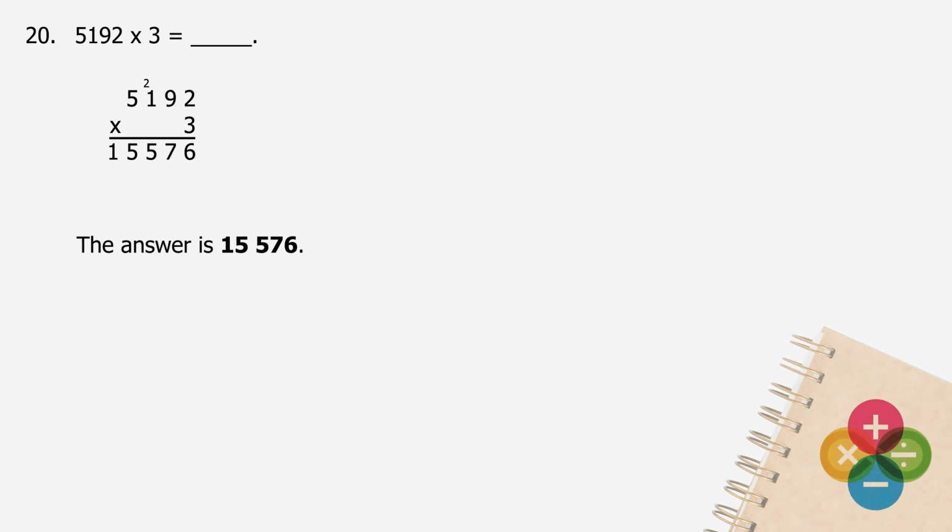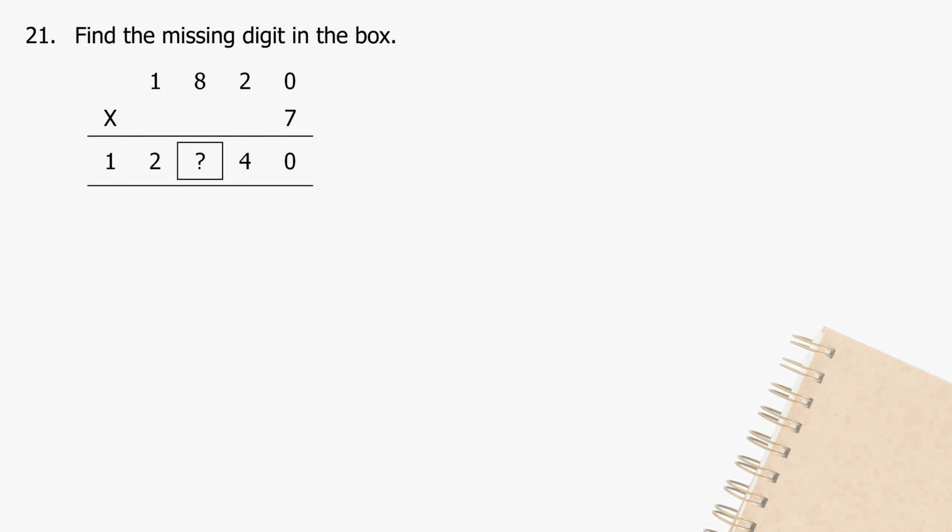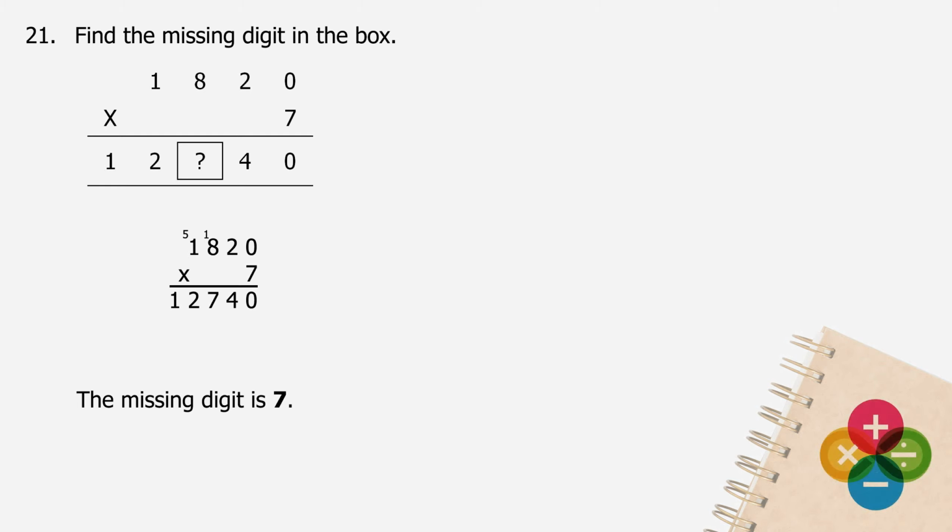Question 20. 5,192 times 3 is equal to. The answer is 15,576. Question 21. Find the missing digit in the box. The missing digit is 7.